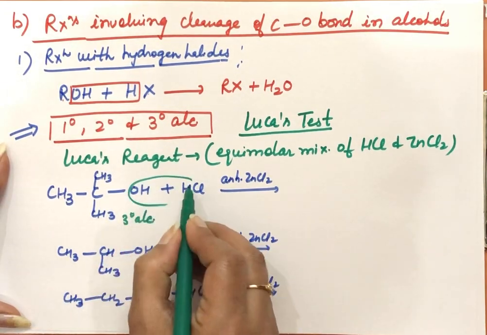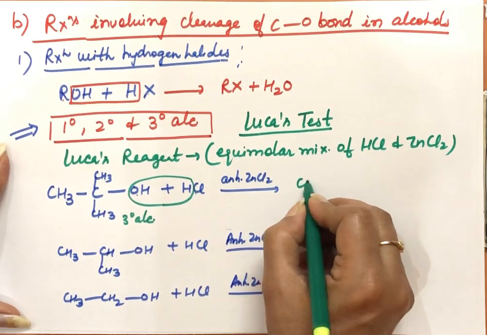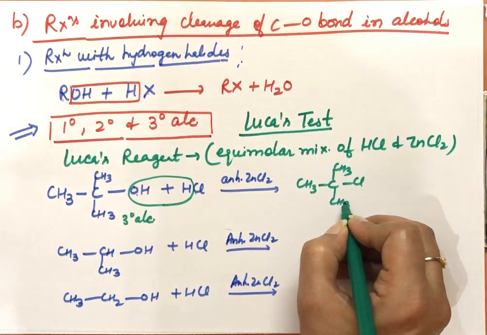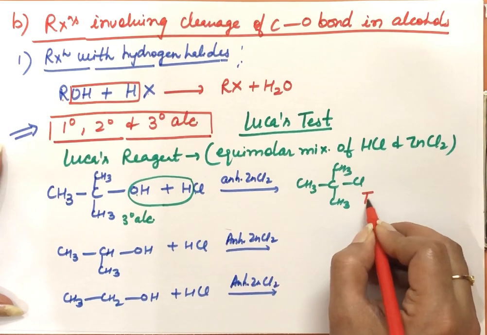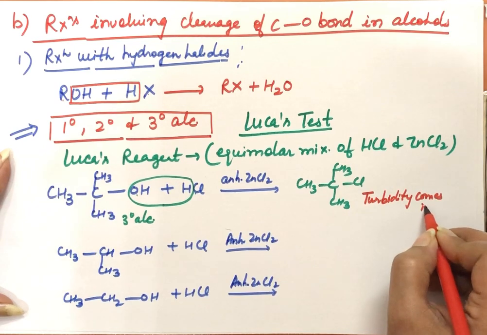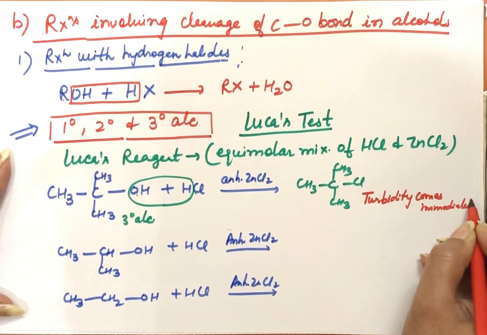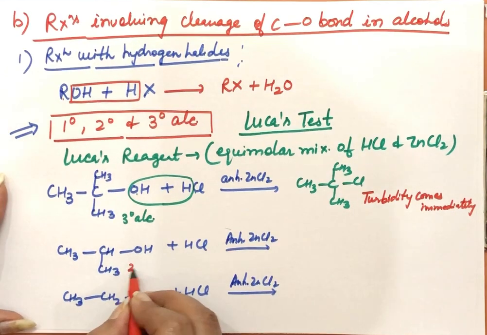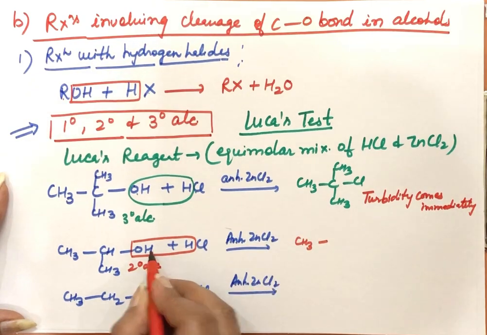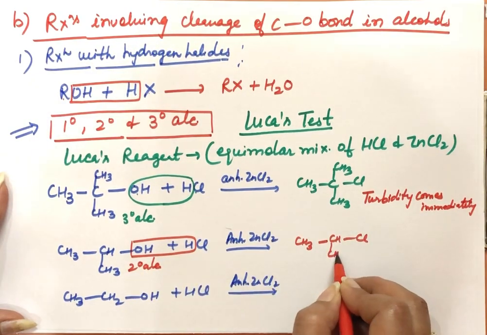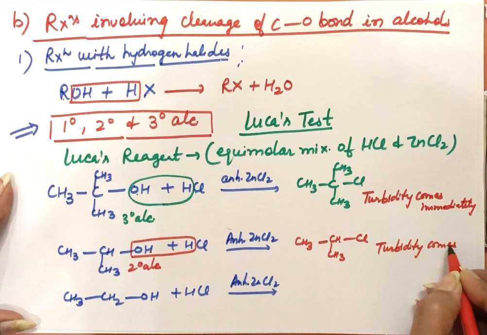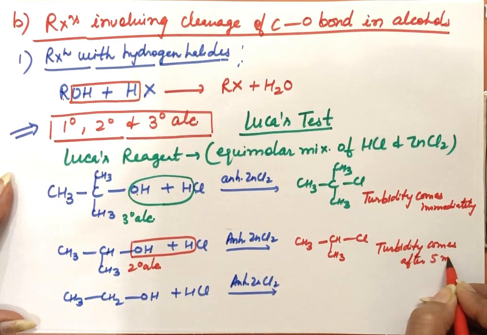In this case, water comes out and in place of OH there is Cl. So the reaction is taking place here. The product that we get is in the form of milkiness, that is turbidity. Immediately the turbidity comes in this case. The milkiness will come immediately on adding the Lucas reagent to tertiary alcohol. If we take secondary alcohol, in this also water comes out and in place of OH there is Cl. In this case also turbidity will come, but approximately after 5 minutes, so you can write after some time.